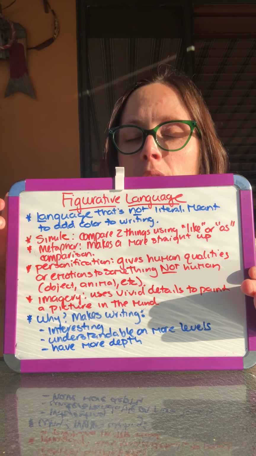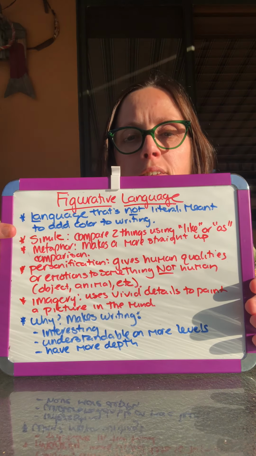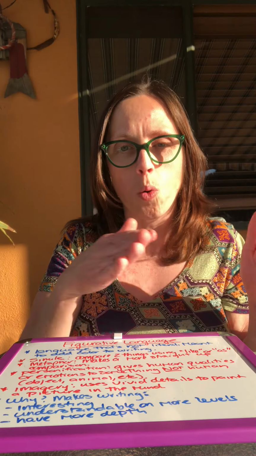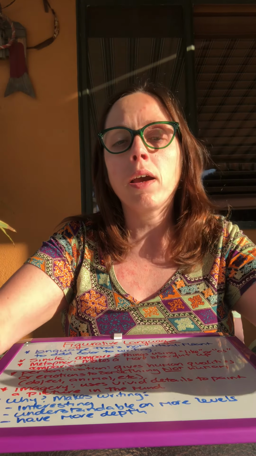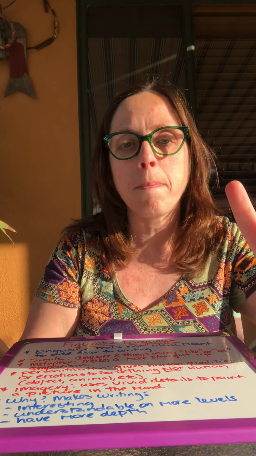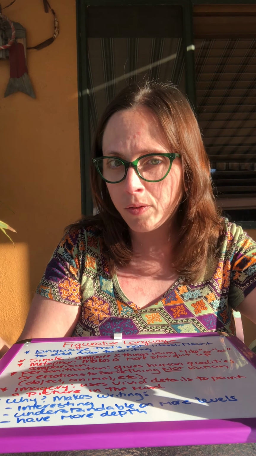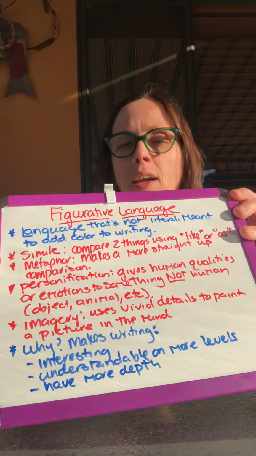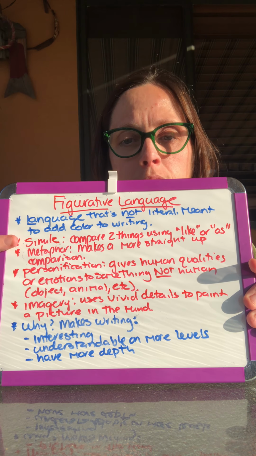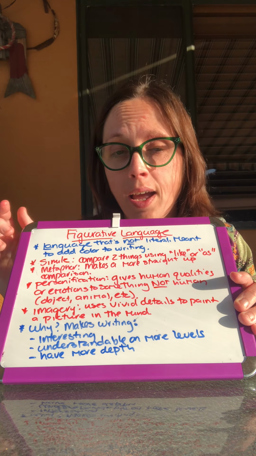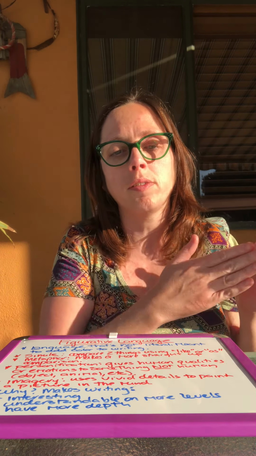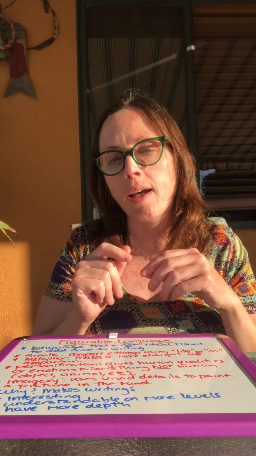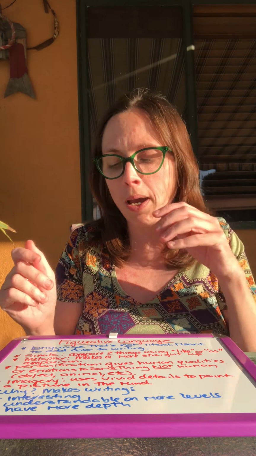Now, similes. That is figurative language where the author is comparing two things using like or as, okay? You have to look for those keywords of like or as. That's very important to figuring out if it is a simile, because there's something quite similar, which is a metaphor, which does compare two things, but it makes a more straight up comparison. It doesn't use like or as, okay? So if you're reading something and you're trying to determine whether it's a simile or a metaphor, see if there's like or as, or see if it's a more straight up comparison, okay?